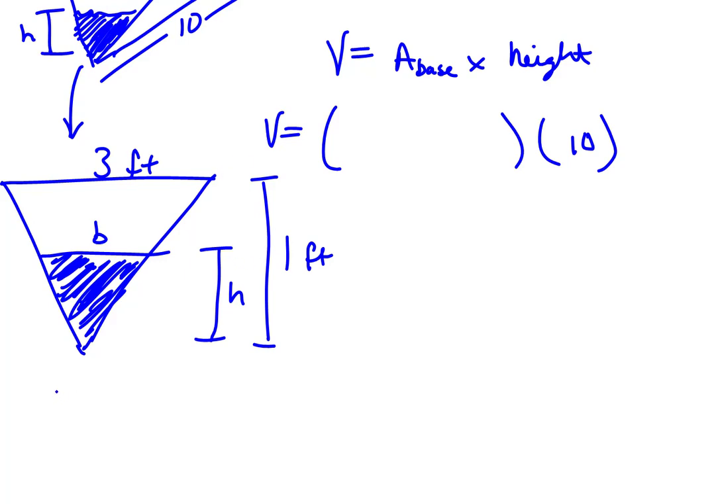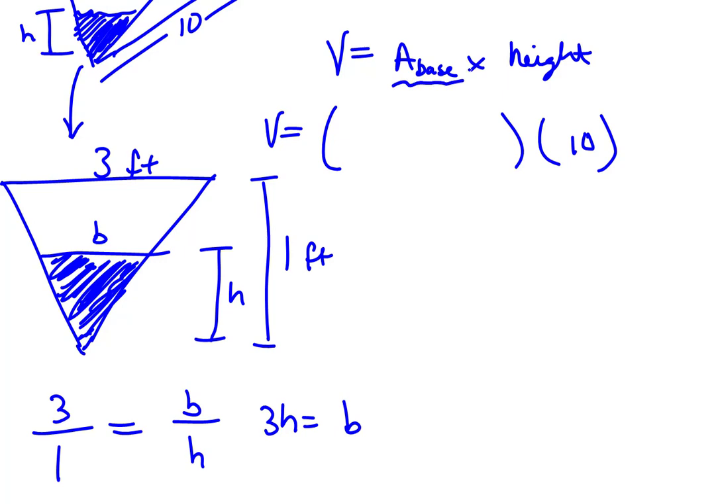We can use a proportion to say that the measures of the larger triangle, that is the entire trough here, where I say the distance across, which is 3, over its height, which is 1, should be equal to the same metrics for the smaller shaded water triangle. So that would be the distance across, which is B, over its height, which is h. Now if you cross multiply this, you'll get 3h equals B, which will help us put this all together.